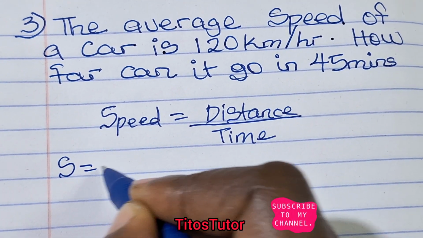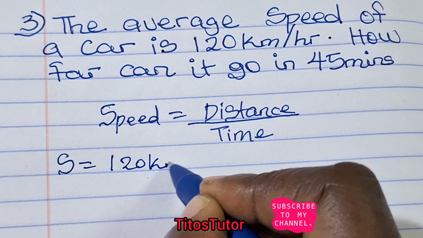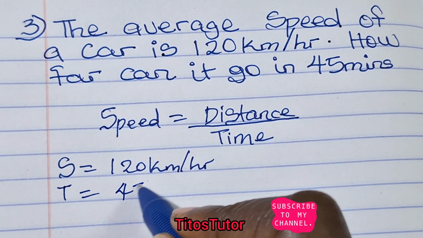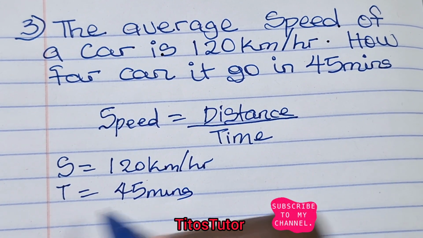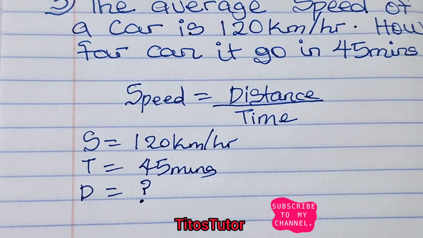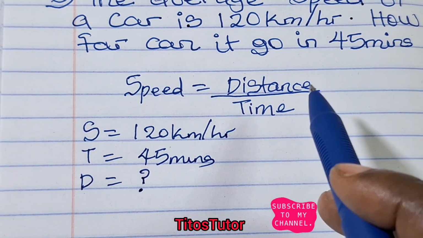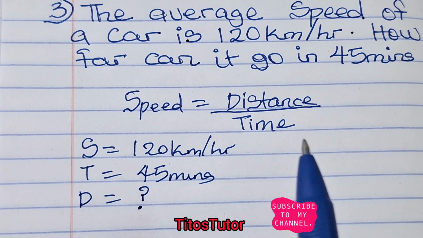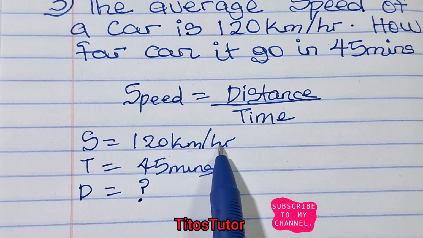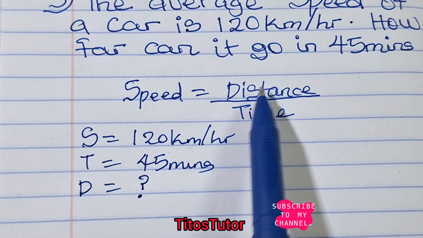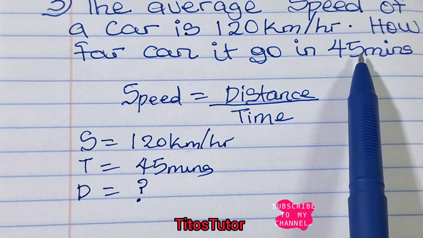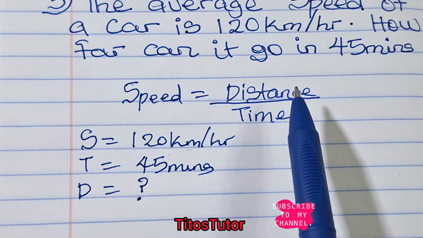Let S for speed is 120 km/h. Time, T for time, is 45 minutes. And D for distance, we do not know. And that's what we're looking for. Okay, so let's substitute our values into our formula. But before we substitute, you must always note the unit of your speed. The unit of your speed is kilometer per hour. So your distance must be in kilometer, your time must be in hour. But the time given to us is in minutes. So we convert it to hour before we can use it.